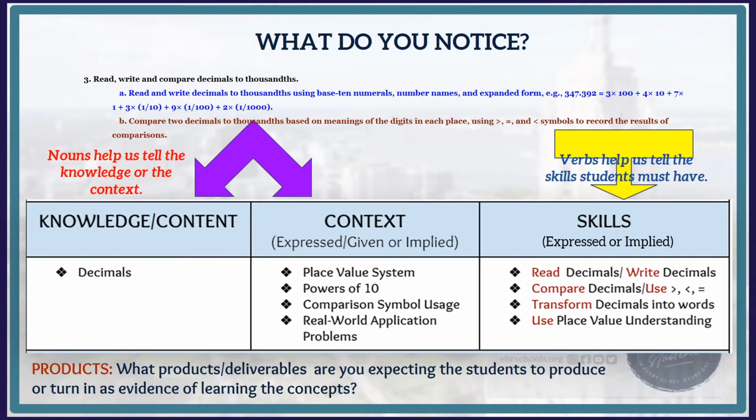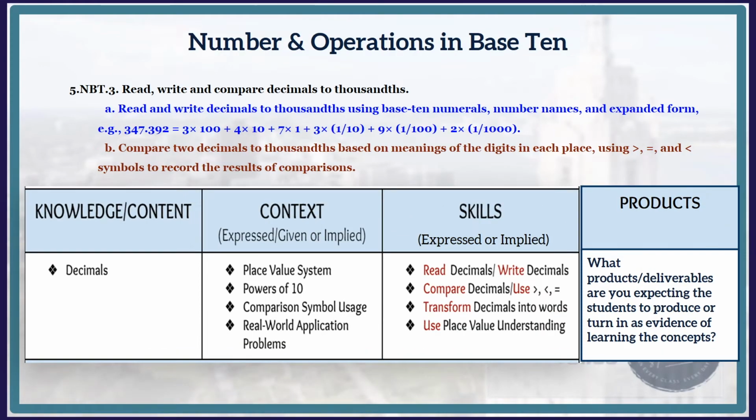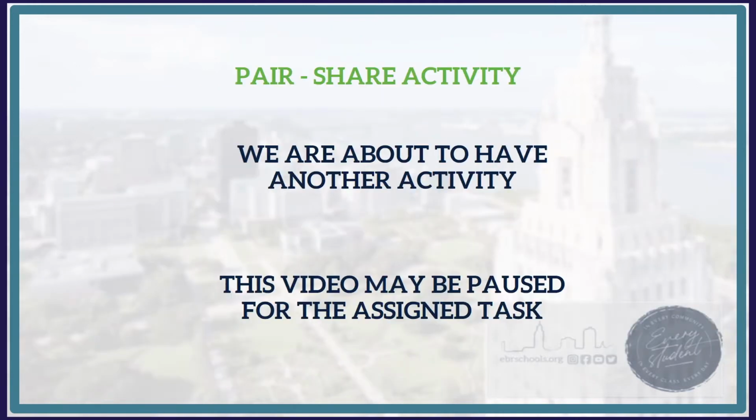Now in this example, the context that is implied is the real-world application problems. Also, the skills that are embedded in the standard may be given or expressed in the standard itself, or also it may be implied. Products. Products are the deliverables that we are expecting our students to turn in as evidence of learning the concepts. Now, products are usually implied in a standard.